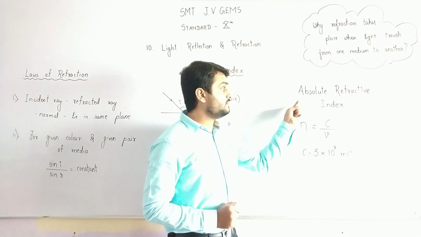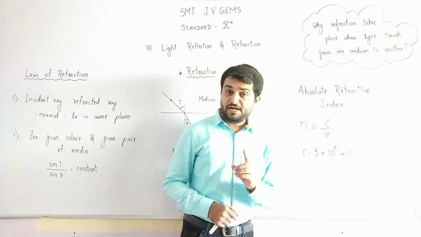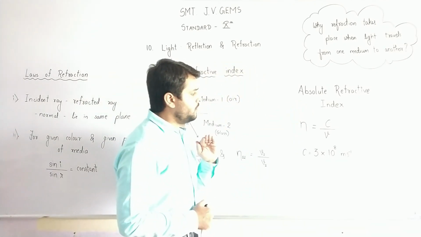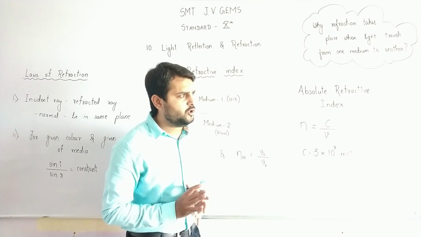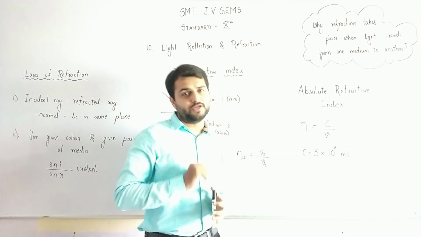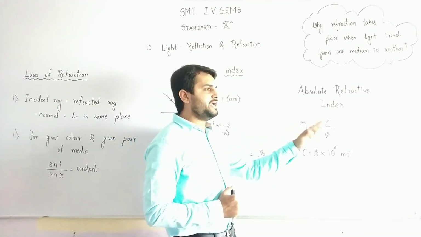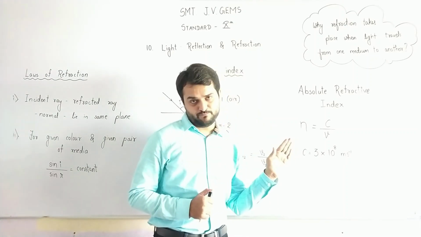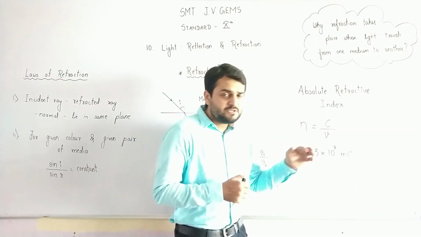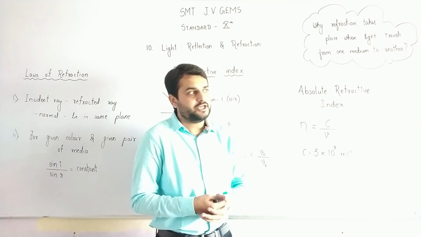This ratio gives you absolute refractive index. And remember, it is not possible to have a refractive index below 1, because the speed of light in vacuum is always the maximum. That means it is greater than the speed of light in the medium.